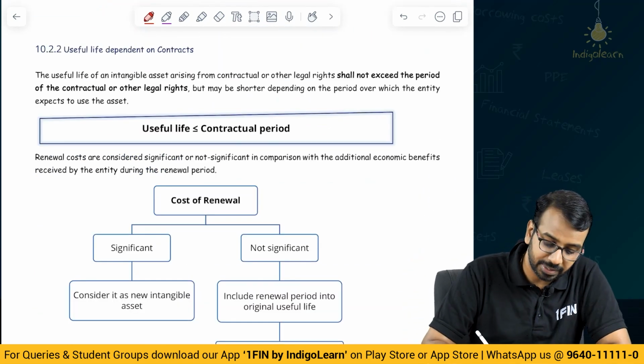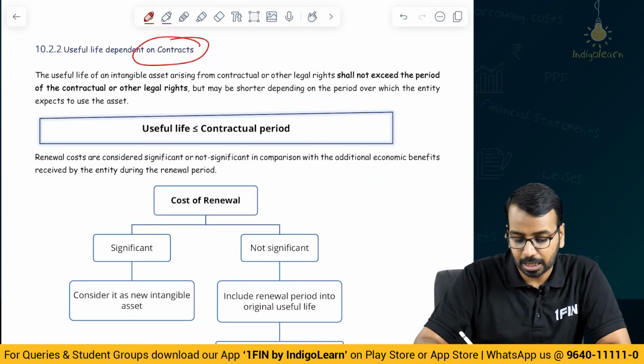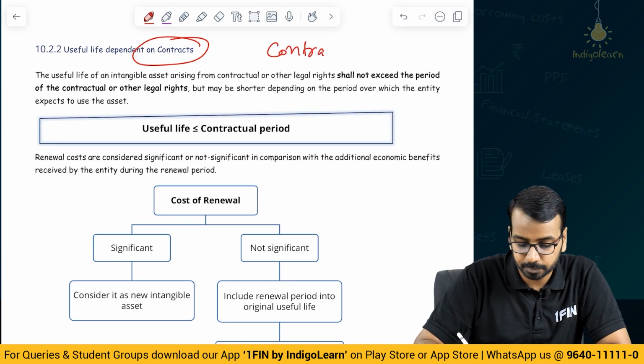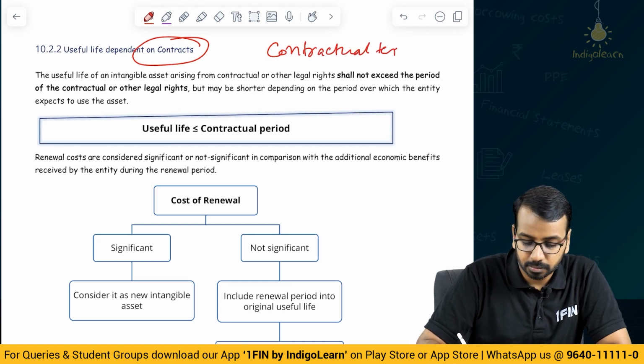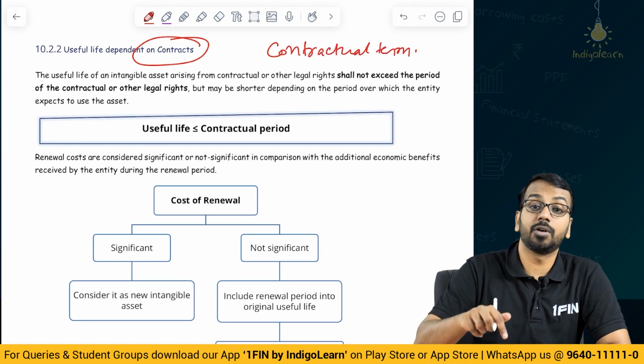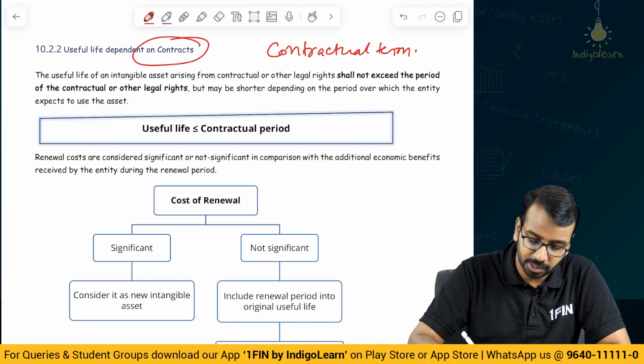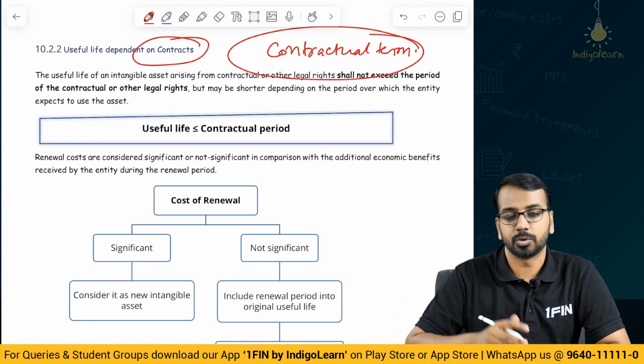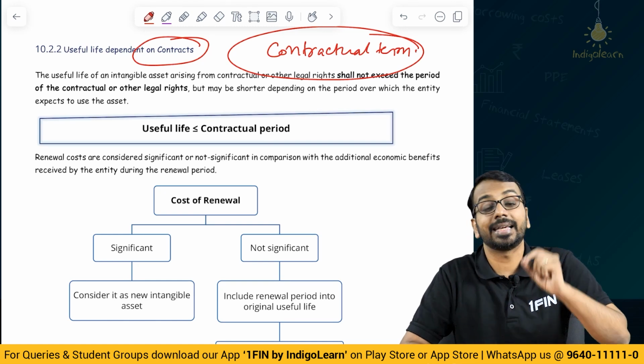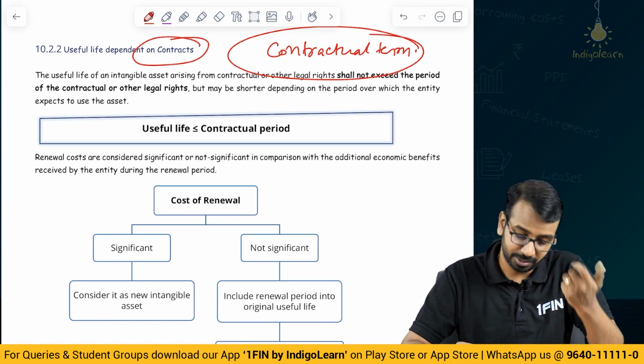Then sometimes we have an intangible asset which comes out of a contract. Now there will be a contractual term and there will be a separate useful life of the intangible asset. Now for depreciation purposes, the useful life that you will consider cannot be greater than the contractual term. So if I have a contract for 5 years, I cannot depreciate it for more than a 5-year term.